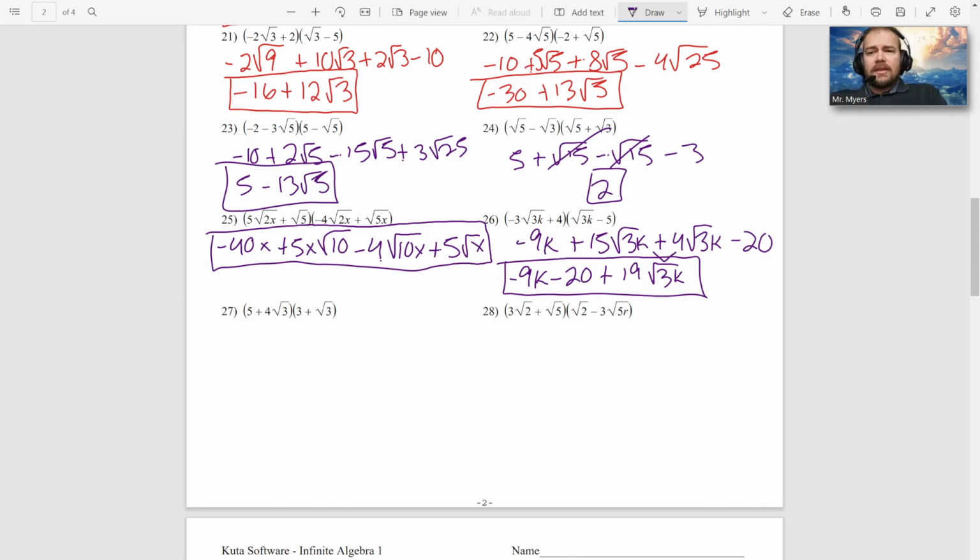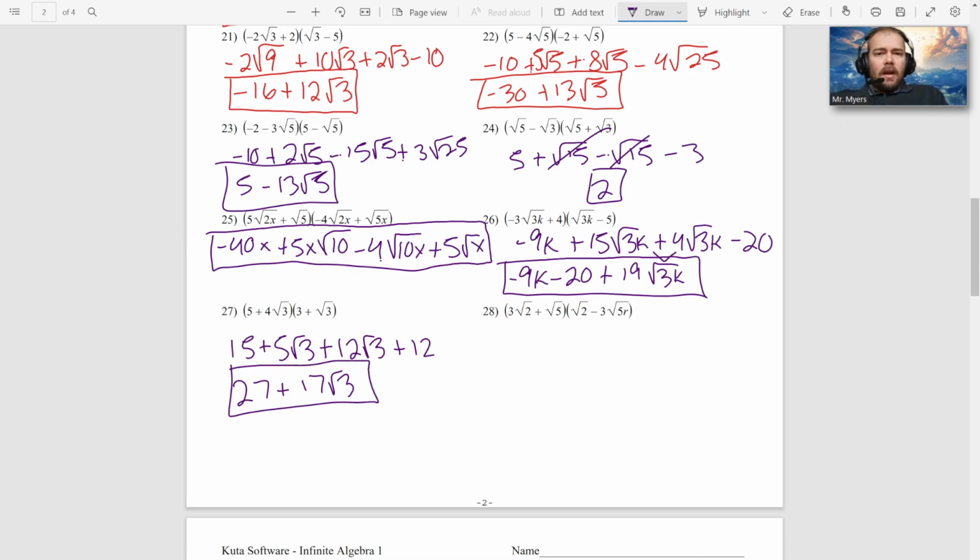Okay, so the last two here, we just have 15, and then 5 and 3, so 5 root 3, plus 4 times 3 is 12 root 3. Okay, and then 15 and 12, that's 27. 5 and 12, that's 17. And we're done. All right, last one.